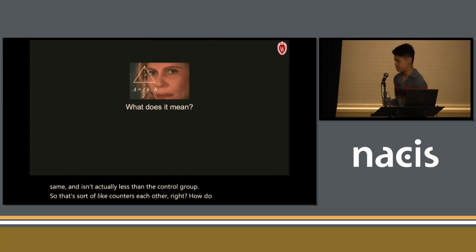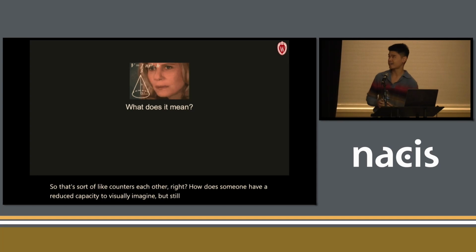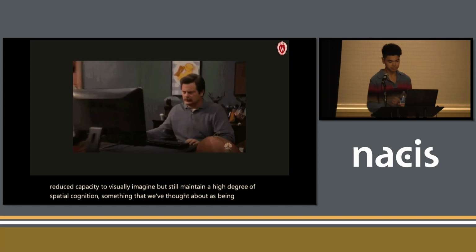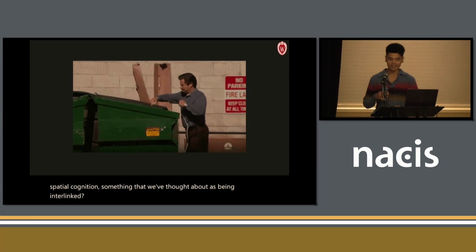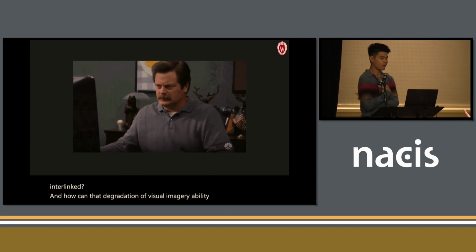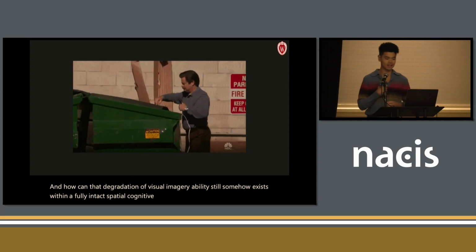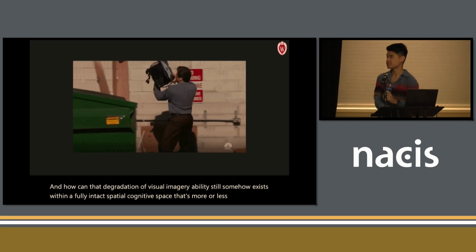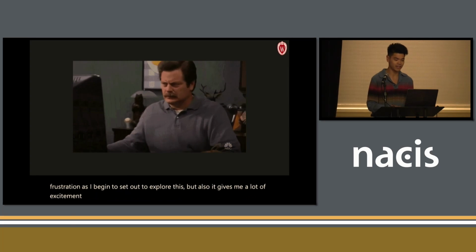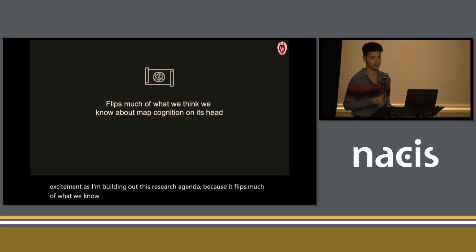How does someone have a reduced capacity to visually imagine, but still maintain a high degree of spatial cognition, something that we've thought about as being interlinked? And how can that degradation of visual imagery ability still somehow exist within a fully intact spatial cognitive space? That's more or less my frustration as I begin to set out to explore this, but also it gives me a lot of excitement as I'm building out this research agenda, because it flips much of what we know about map cognition itself on its head.